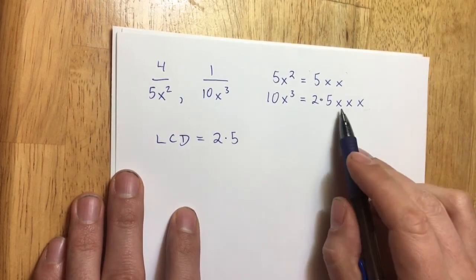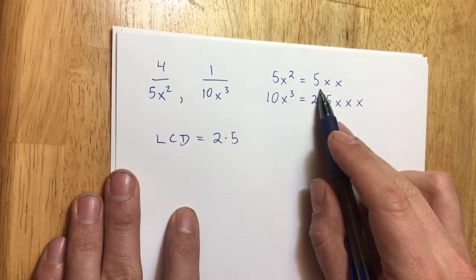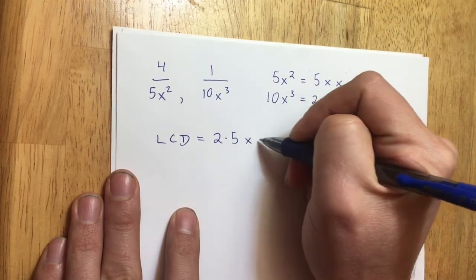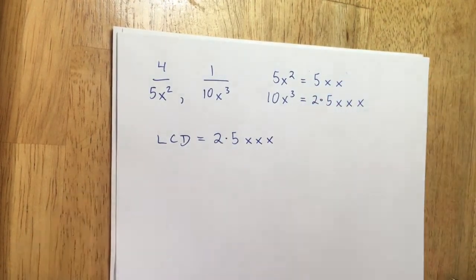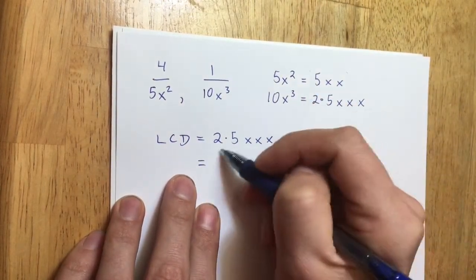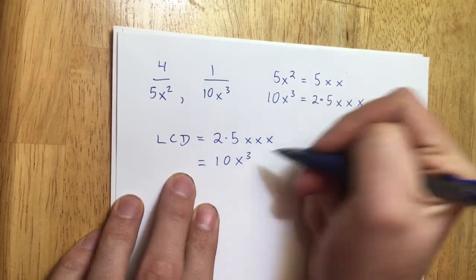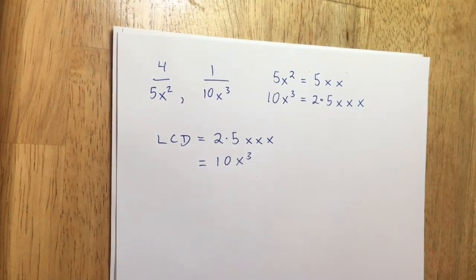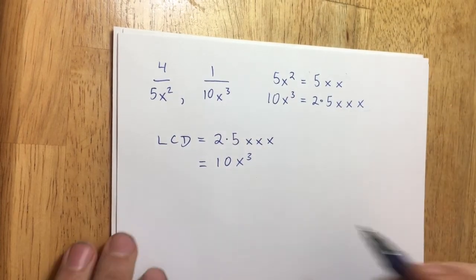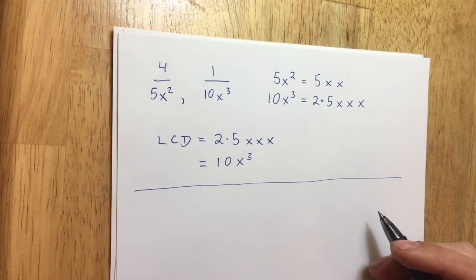Now x appears 3 times here and 2 times here. What was the most number of times it appeared? 3 times. So I'm going to include 3 x's. So my LCD, if I multiply this out, what do I get? 2 times 5 is 10, x times x times x is x cubed. My LCD is just 10x cubed. It happens to be the same thing as this denominator here. Sometimes that happens.